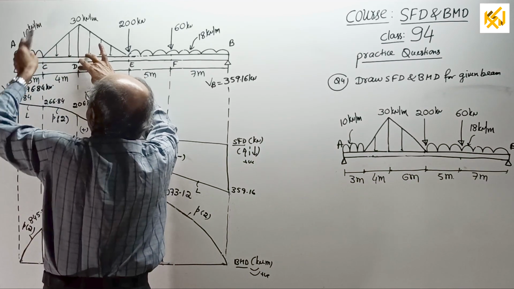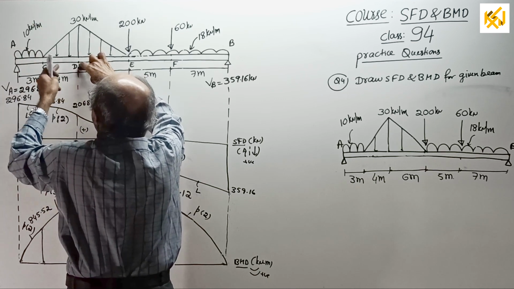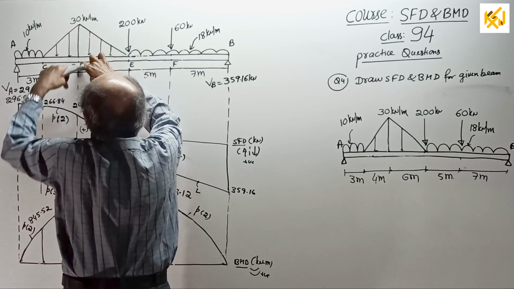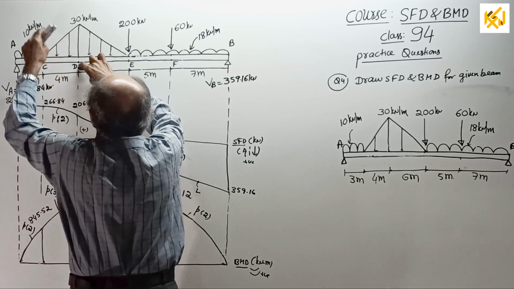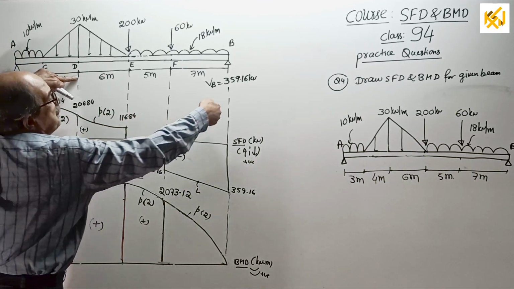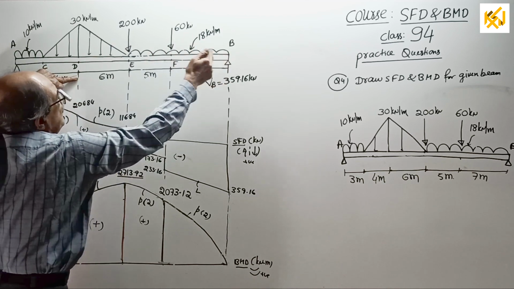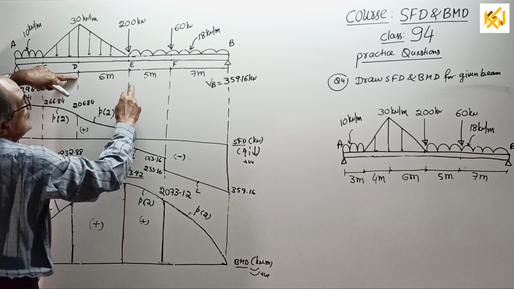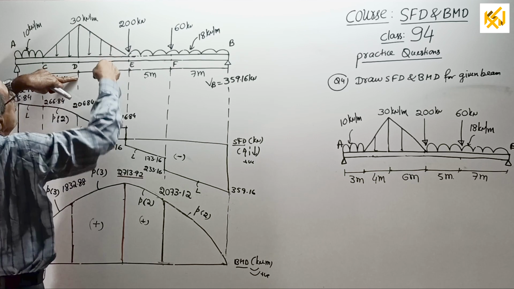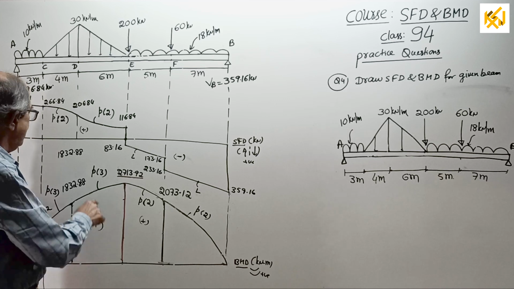Plus 296.84 into 7 minus 10 into 3, the total load, into 4 plus half of 3. Again minus half into 4 into 30, the total load, into 1 by 3 of 4. Or if you want, look that side just to understand: plus 359.16 into 18 minus 18 into 12, the total load, into 6 plus half of 12, minus 60 into 11 minus 200 into 6 minus half into 6 into 30 into 1/3 of 6. You will get the same answer.